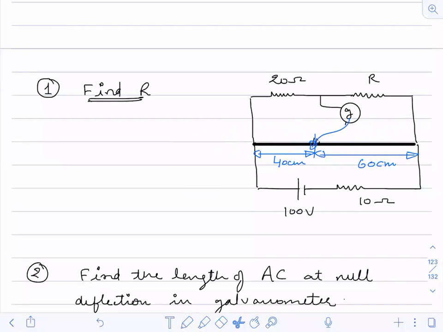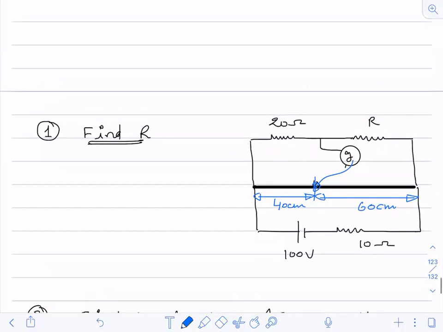And then at a certain point, what will happen? There will be no null deflection. You will be just moving your slider like this, and you will see that at this point there is null deflection in the galvanometer.